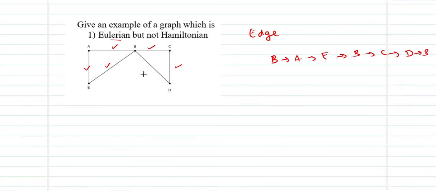So we have covered this. So all the edges have been covered exactly once. So this is going to be an Eulerian graph as it contains an Eulerian circuit.